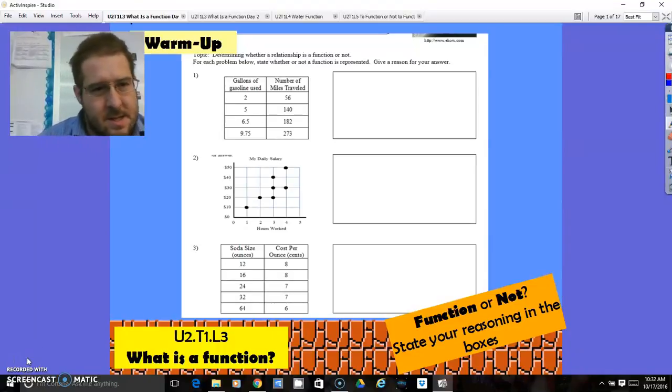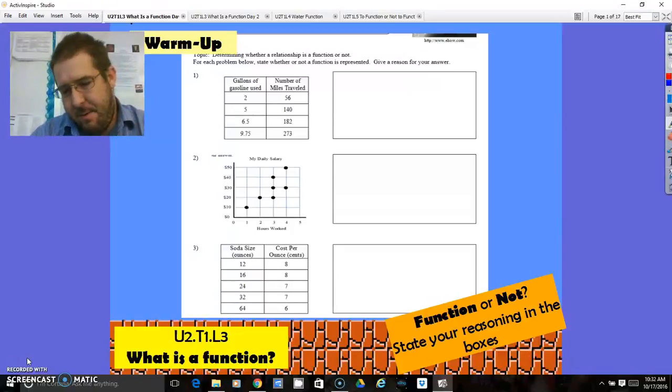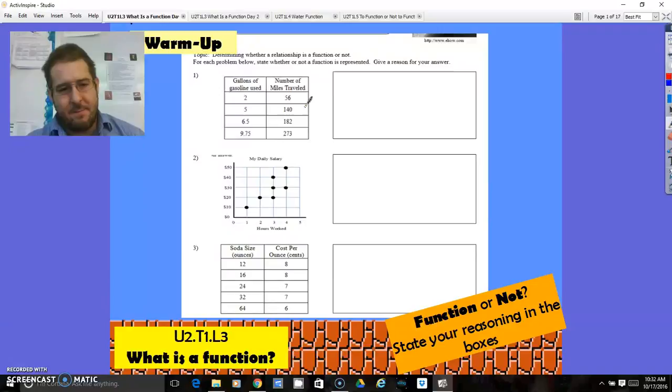All right, this is lesson 3, day 1, and today's lesson is about finding characteristics of functions, and mainly it's going to focus on domain versus range in this lesson. Starting off with a warm-up, we're determining: is this a function or not?